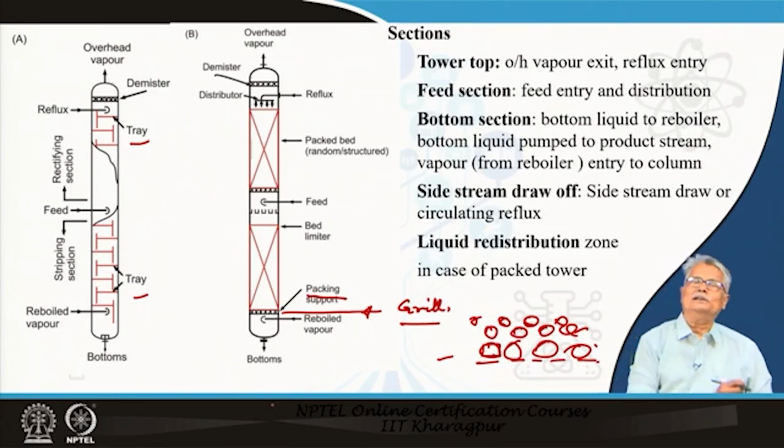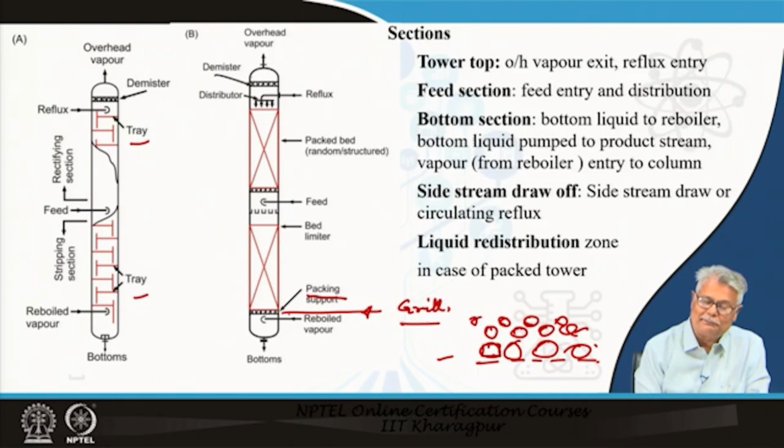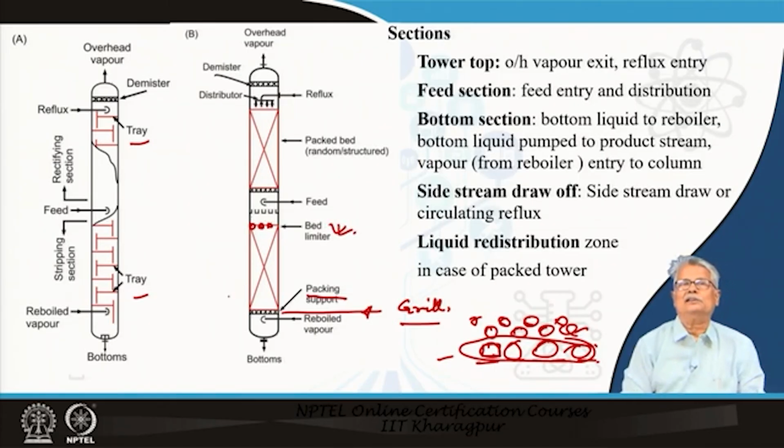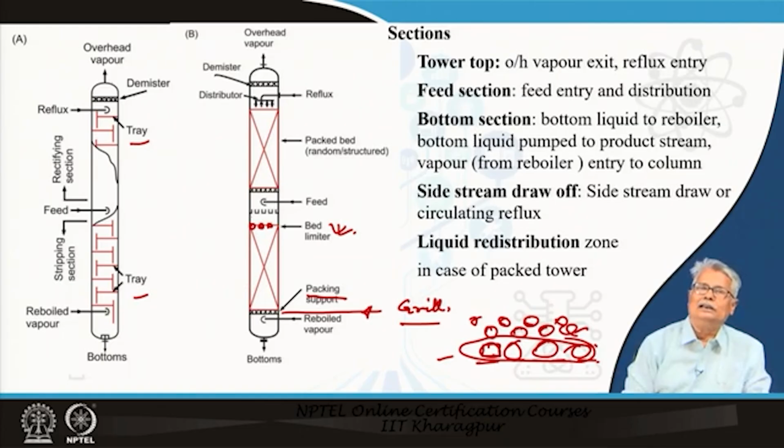In fact, what we will always find is not only that there will be a packing support and possibly some sort of bigger or larger size packing right above it, it will also be ensured that your smaller packing pieces at the top do not fly off whenever your velocity is high. So, you usually will be having a bed limiter also. A bed limiter will also be a similar grid or a perforated plate.